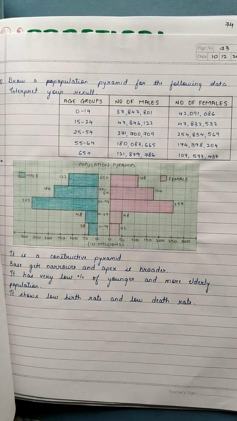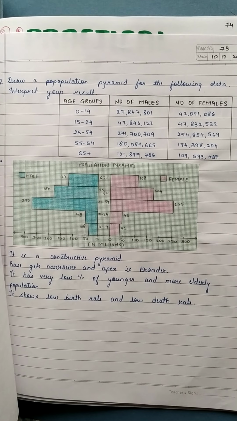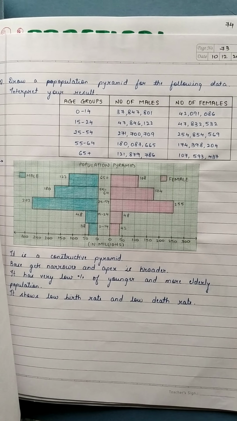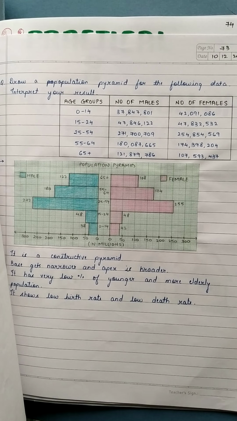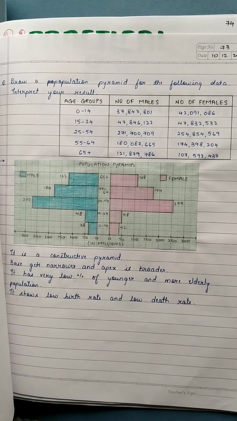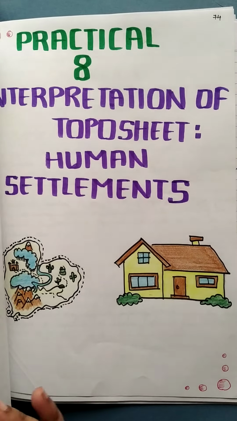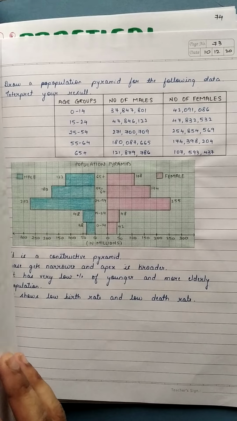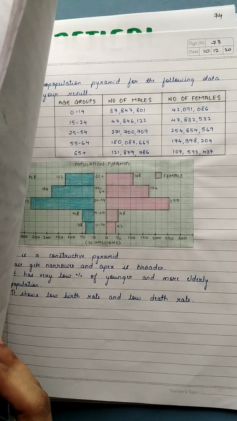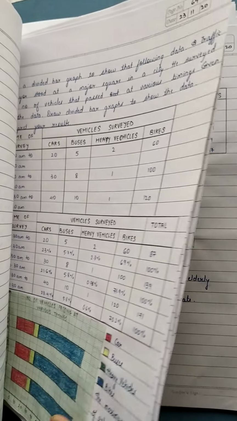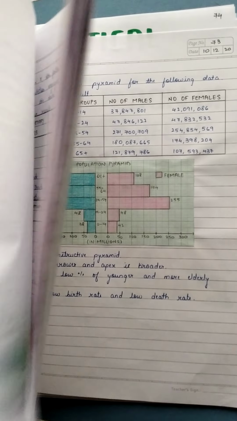Next, in this case we have a constructive population pyramid where the base is narrow and the apex is broad, which is opposite to your expansive population pyramid. So this is all about practical number 7, where you need to draw the different population pyramids.